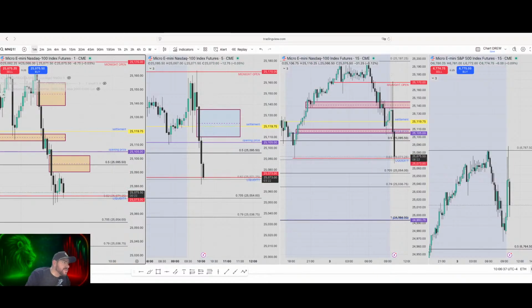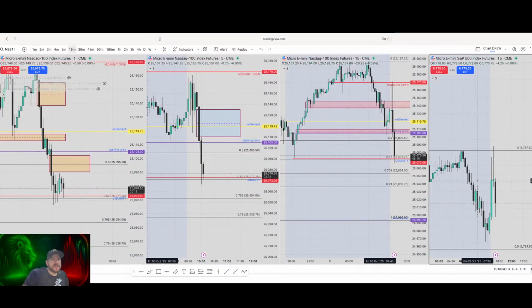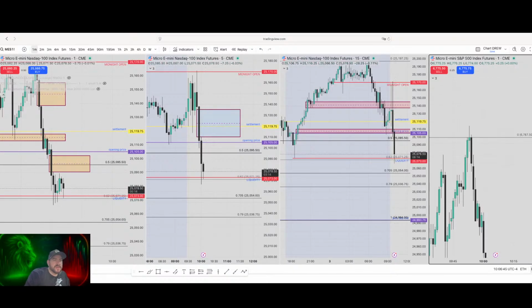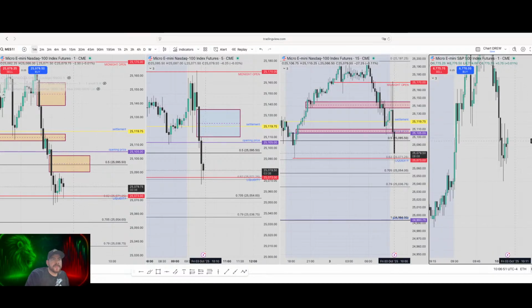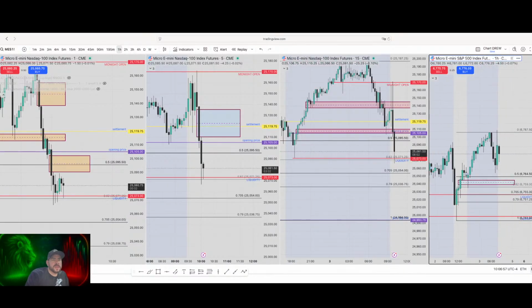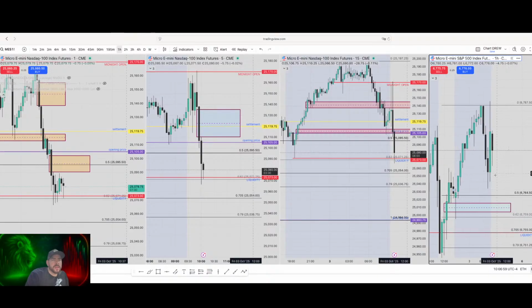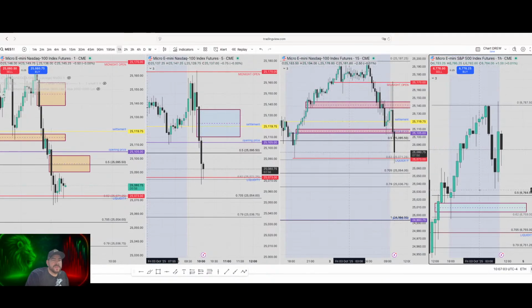Didn't even tap into the right there, so I don't know about that one. Can't do anything about that. That 1 minute looks like, yeah, let's see. The 1 hour looks like over here. Let's see. Holding this 1 hour there. But yeah.